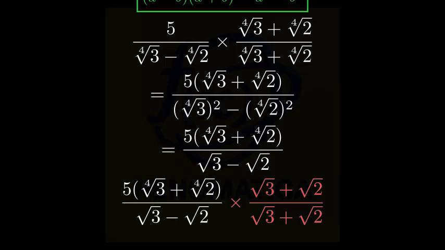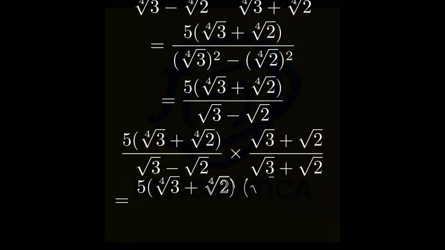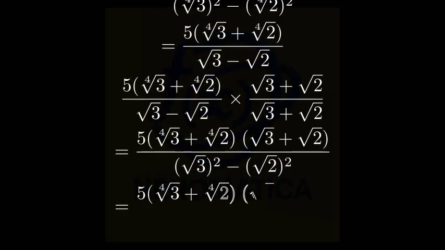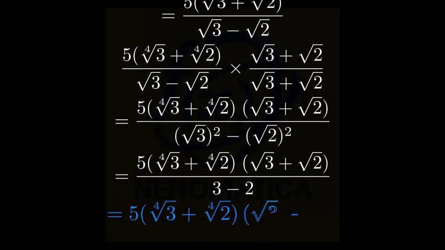Multiply by the conjugate square root of 3 plus square root of 2. Again, by the difference of squares, the denominator becomes 3 minus 2, which is 1. That completely removes radicals from the bottom.